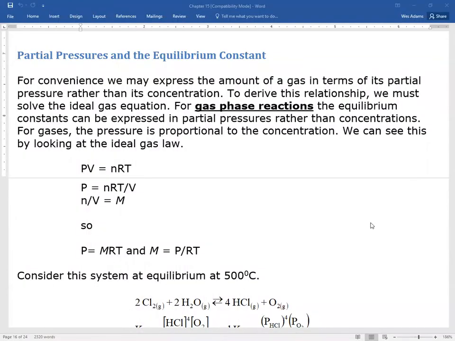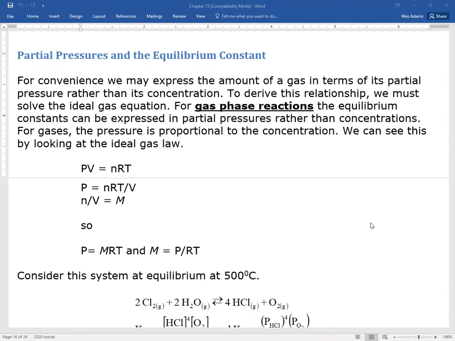All right, let's talk a little bit about partial pressures and the equilibrium constant. Up to this point, we've been using molarity to get the equilibrium constant, but you can use pressure if your equilibrium is in the gas phase. It's derived in very similar ways using partial pressures instead of concentrations. And we can derive it from PV equals nRT.